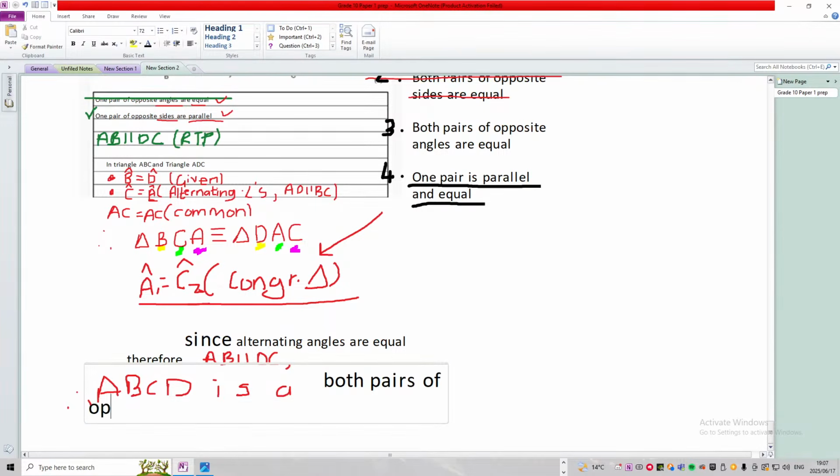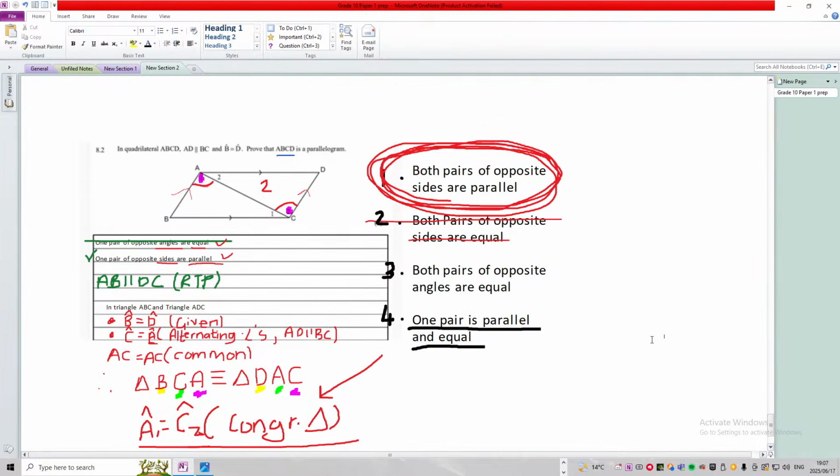Pairs of opposite sides are parallel. 3 marks? 3 marks for that. No, man. Cannot be 3 marks, Enzo. No shot. 5 marks. 5 marks. There it is.